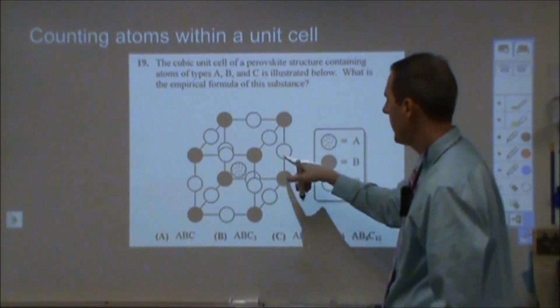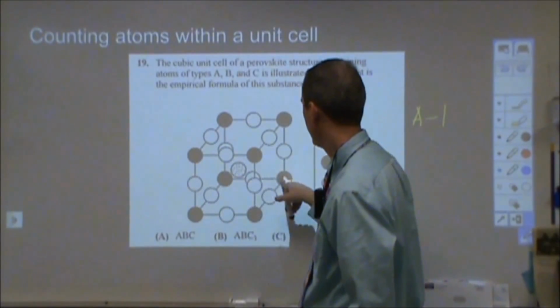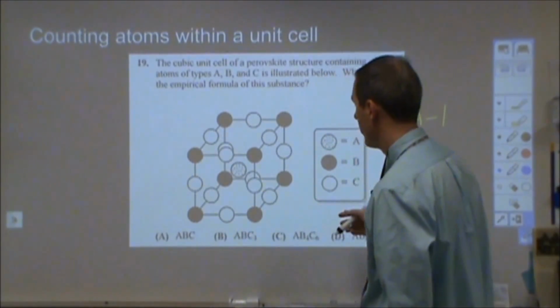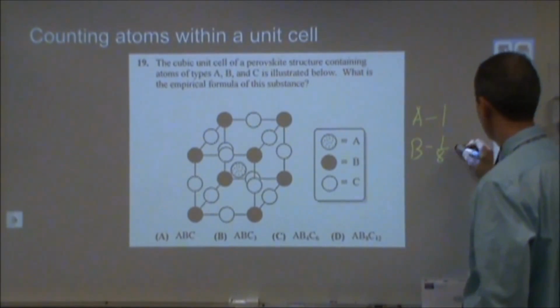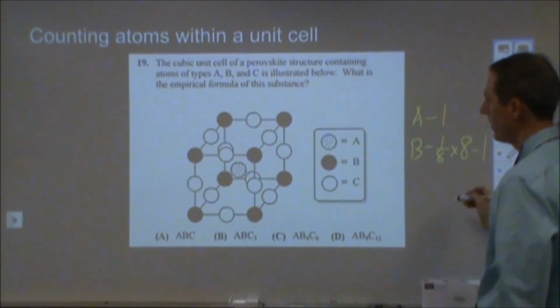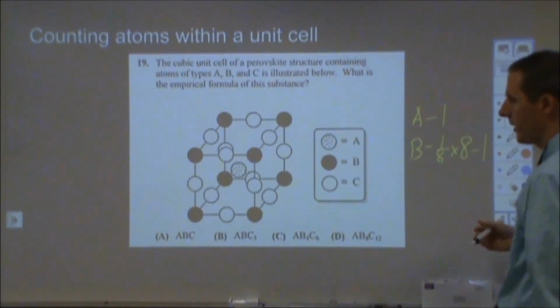And then for B, we have these dark spheres over here, and they're at the corners. We have 8 at the corners. Each one only counts for an 8th. So B only counts for 1 atom applied towards the unit cell.